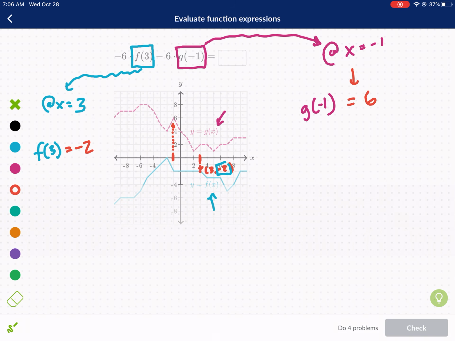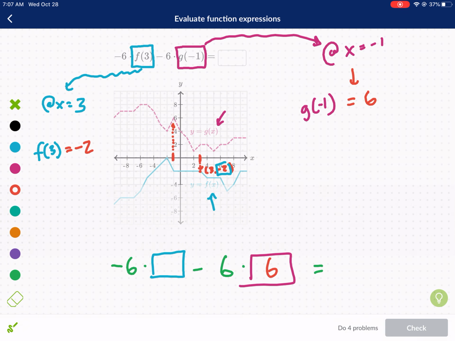Okay, so now that we have that done, we're going to just plug this into the main formula. So we have -6 times, and I'm going to put a blue box here, minus 6 times, and this was our pink box, and then we're going to say equals. Now, this is where we plug in the values. So at g of -1 on the graph of g, the pink one, at x equals -1, what was the value of y, I should say? How high or low was the graph? It was 6. So we plugged in 6 there.